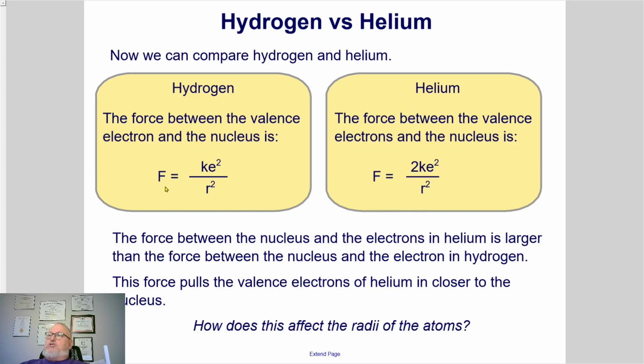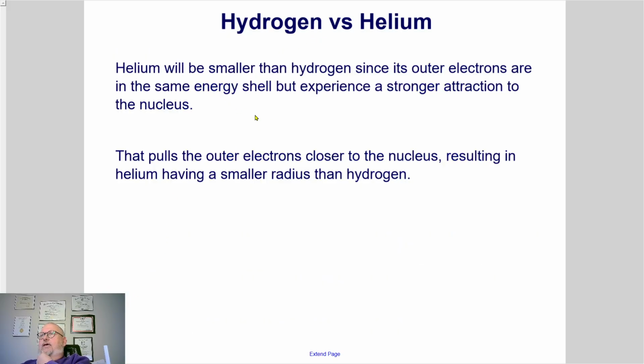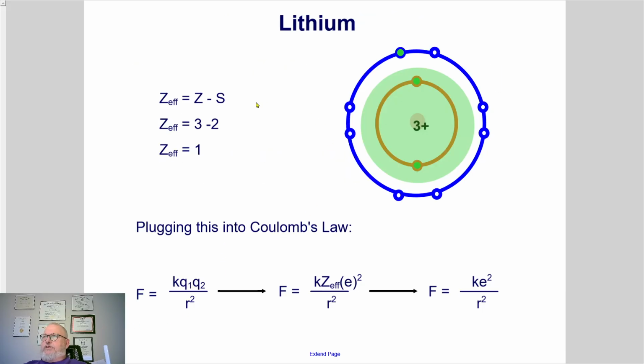So helium has 2 times the force. How do you think that would happen to the radius, the size of those atoms? Hydrogen, 1 times the force. Helium, 2 times the force. Helium should be smaller, and it is, right? Helium is going to be smaller because those outer electrons are being pulled closer to the nucleus, right? So helium will have a smaller size than hydrogen.